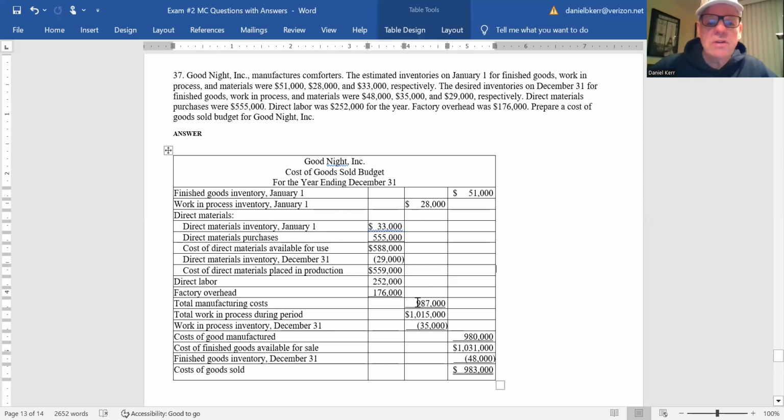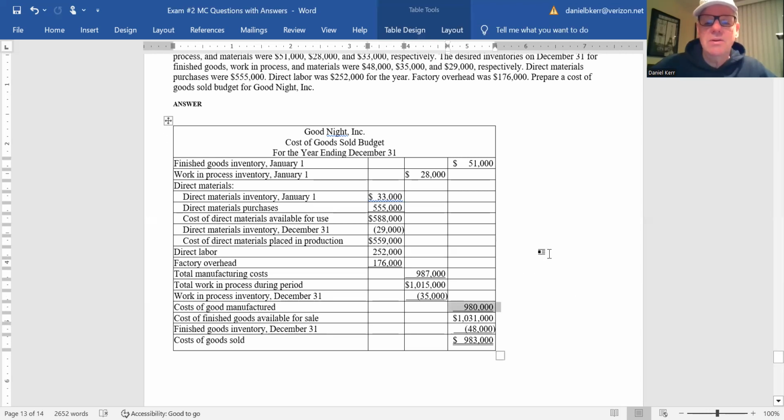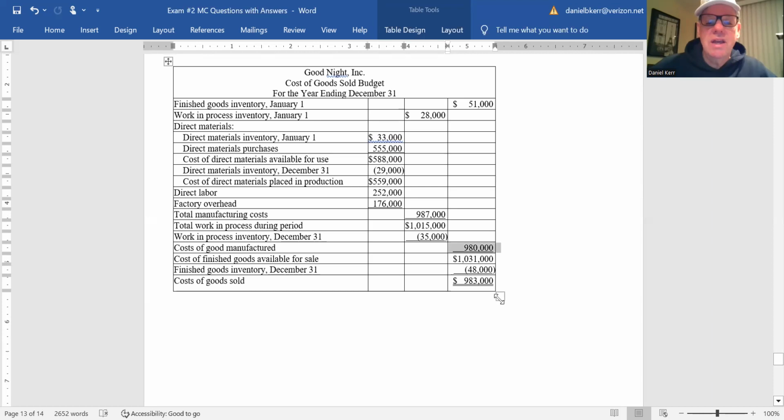You add those manufacturing costs to the beginning work in process, and that is the total work in process during the period. Subtract out the ending work in process inventory, and you'll get your cost of goods manufactured. So that's the correct answer here. Then, as far as the finished goods, here was the beginning finished goods inventory. There was the ending finished goods inventory. So you come up with a total cost of goods sold of $983,000.